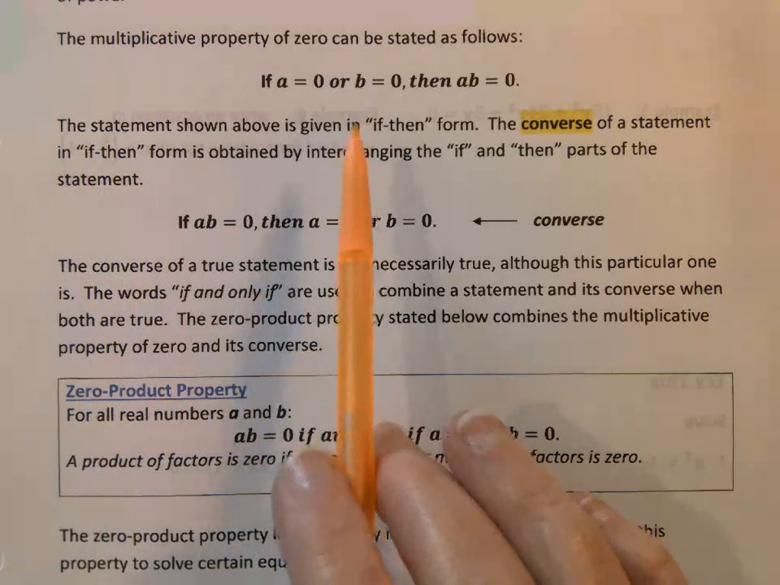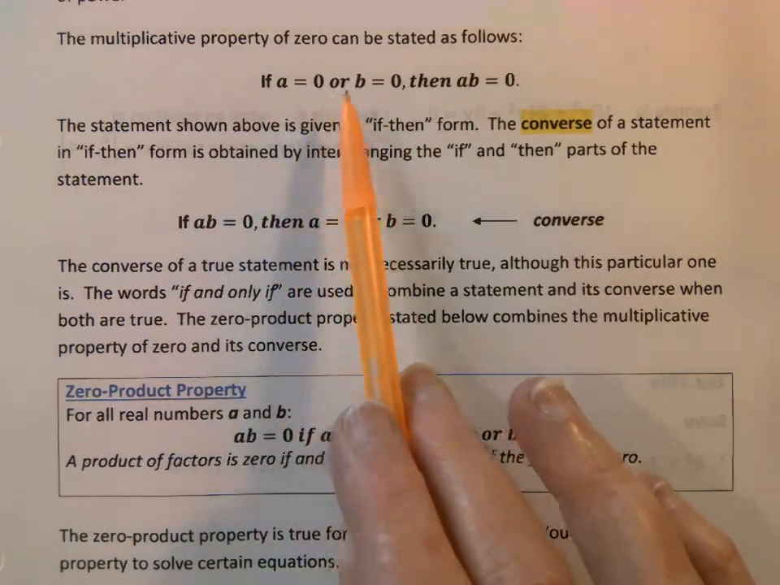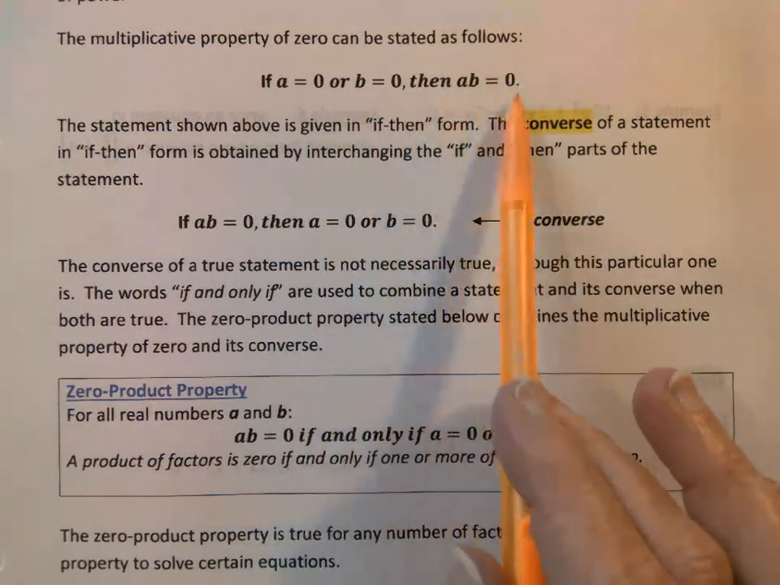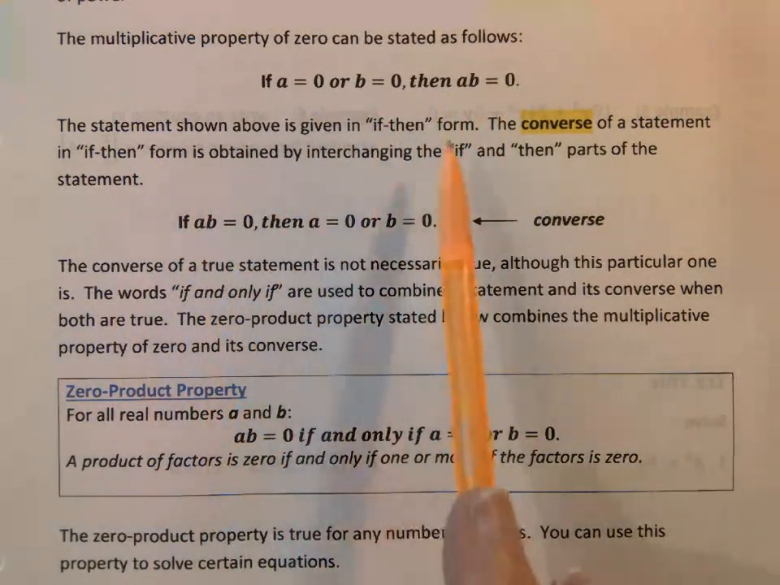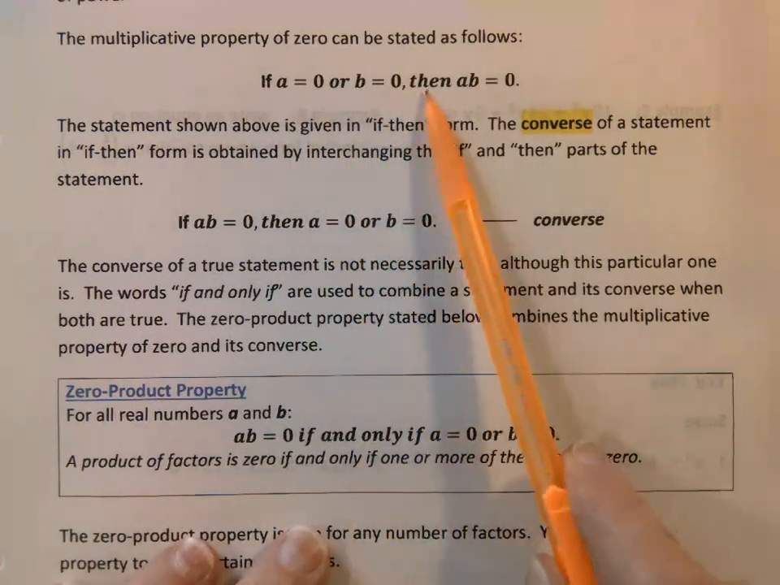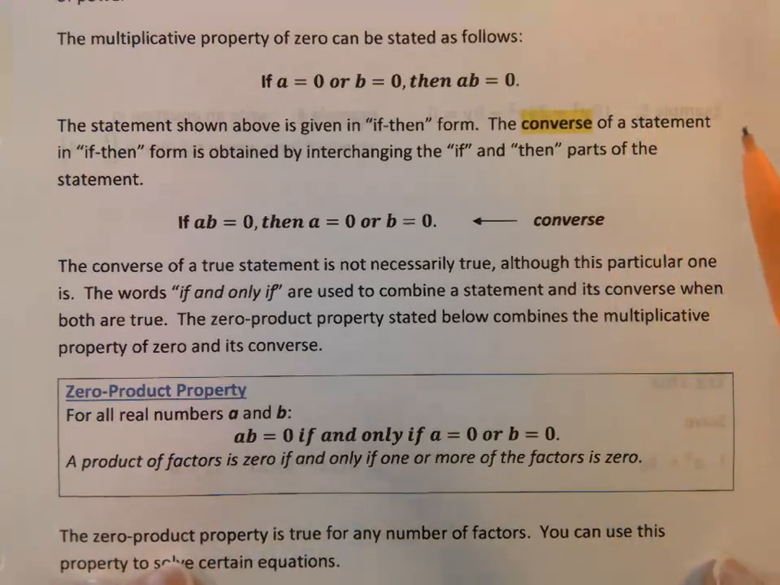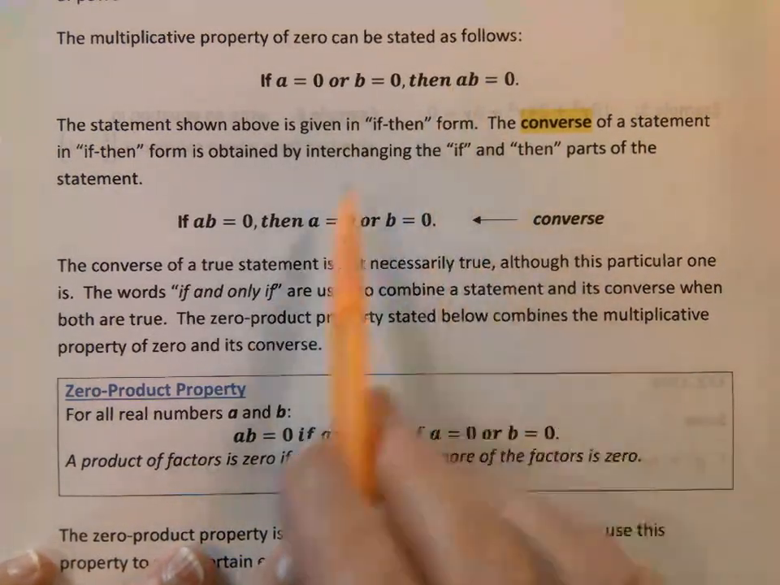All right, so the statement shown above: if a is equal to 0 or b is equal to 0, then a times b equals 0. So this is an if-then form. The converse of a statement in if-then form is obtained by interchanging the if and then parts of the statement. So basically that means I can change this around.